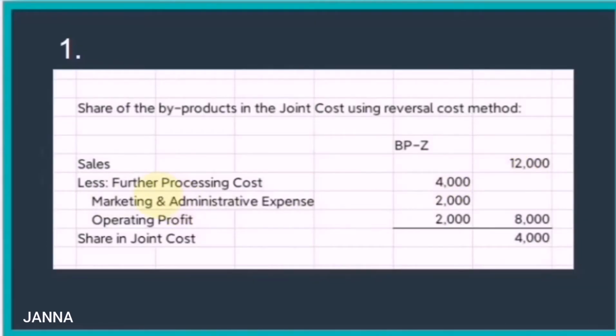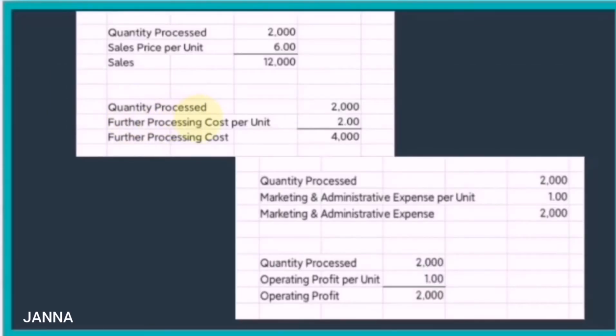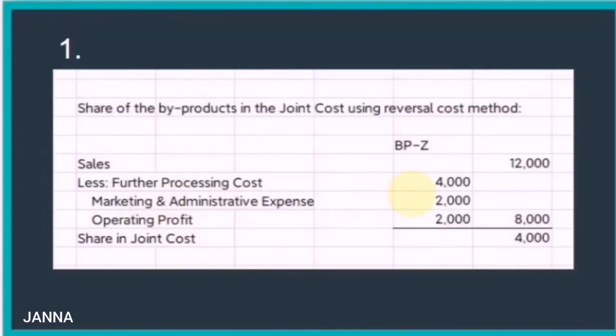Next, further processing cost na 4,000. Quantity processed, 2,000. Further processing cost per unit na 2 pesos. So, minultiply lang again, kaya nagkaroon ng further processing cost na 4,000.